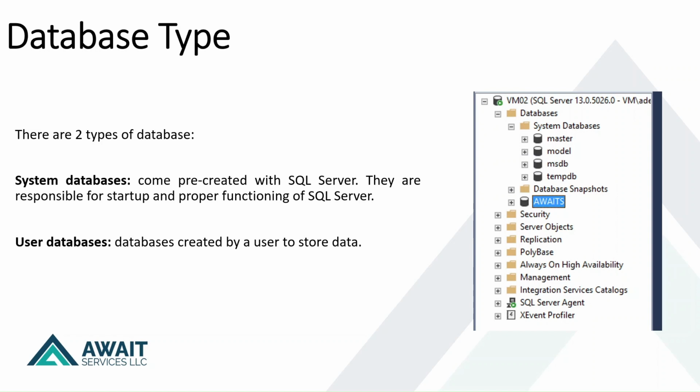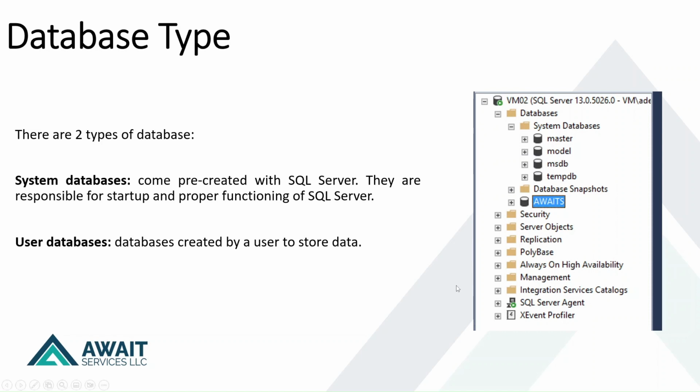So broadly speaking, we have two types of databases. We have the system databases. We also have the user databases. Okay. So the system databases, they come pre-created or pre-installed with SQL Server. Once you install SQL Server, automatically you have all the system databases because they are necessary for SQL Server to start up and function properly. While user databases are databases that we create as humans, as users of SQL Server. We create these ourselves.